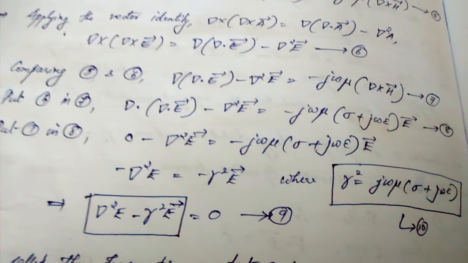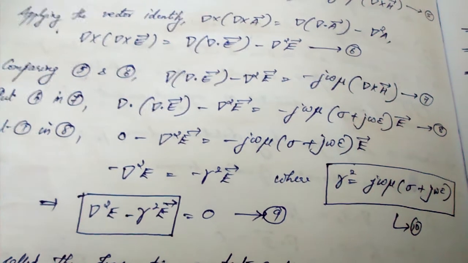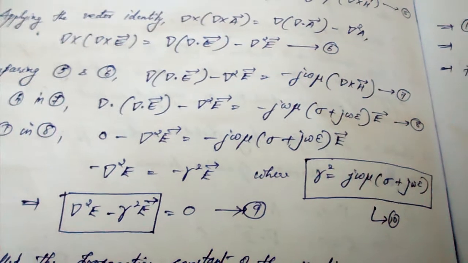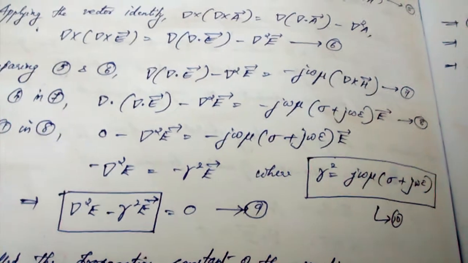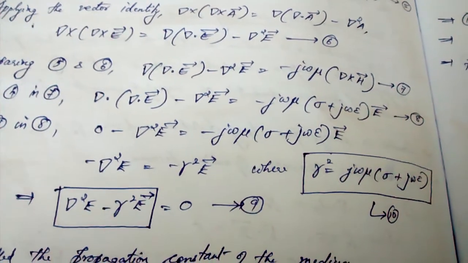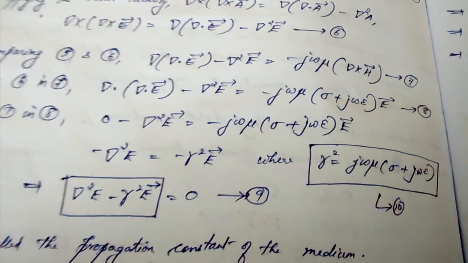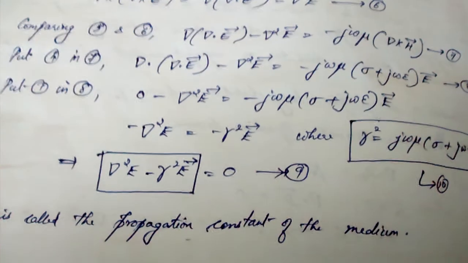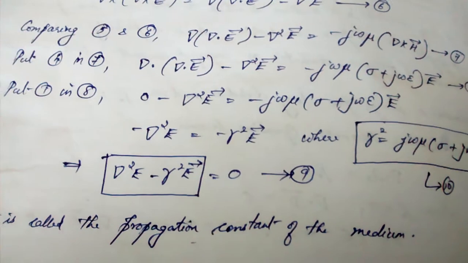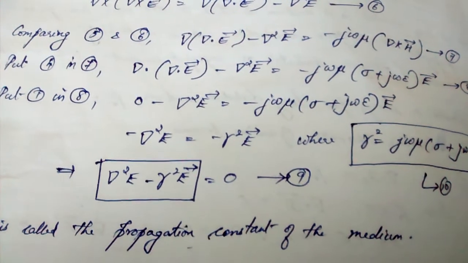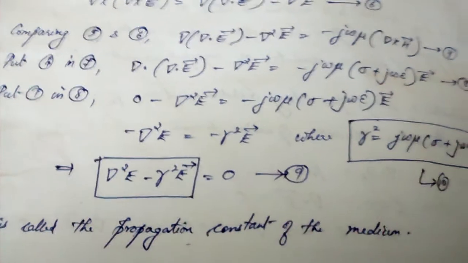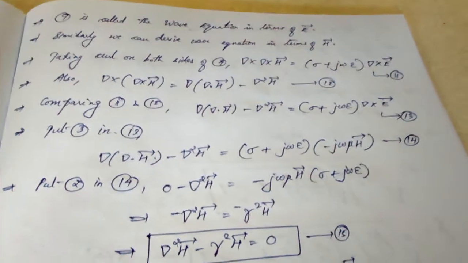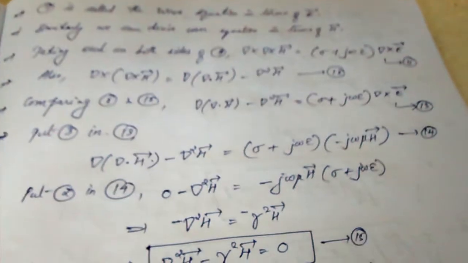Or on further simplification you get minus del square E is equal to minus gamma square E, where gamma square is, we are grouping all these terms together as gamma square, so j omega mu into sigma plus j omega epsilon, and gamma is known as the propagation constant of the medium. So this wave equation in terms of electric field is getting modified as del square E minus gamma square E is equal to 0. Del square E minus gamma square E equal to 0 is known as the wave equation in terms of electric field.